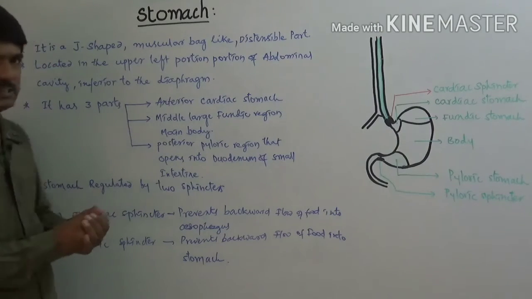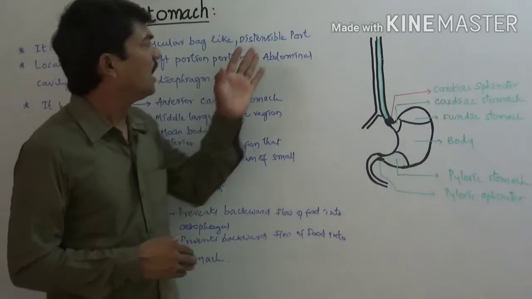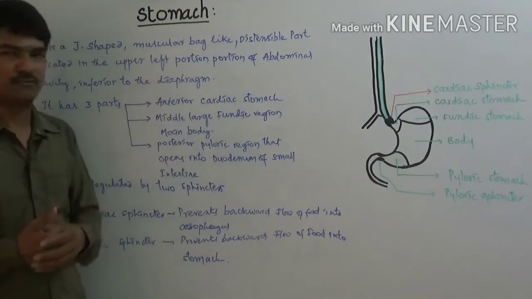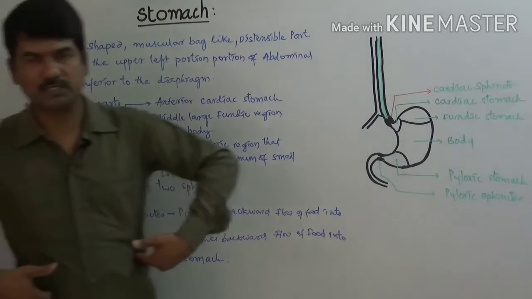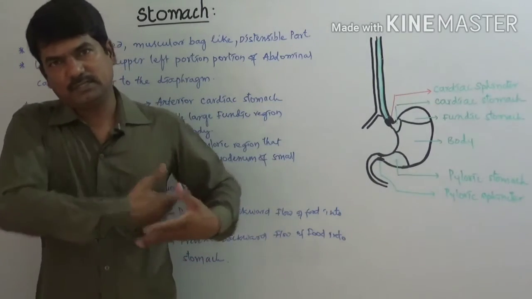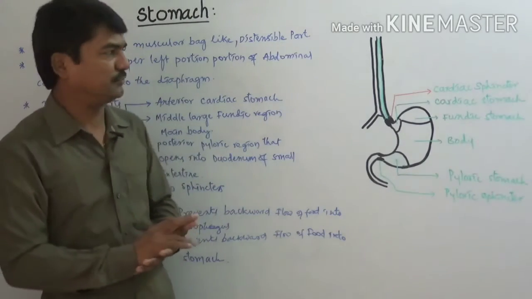Where is it located? It is located in the upper left portion of the abdominal cavity, inferior to the diaphragm. So here the diaphragm is located, and this is the left upper portion of the body. There we can identify the stomach, just below the diaphragm region.